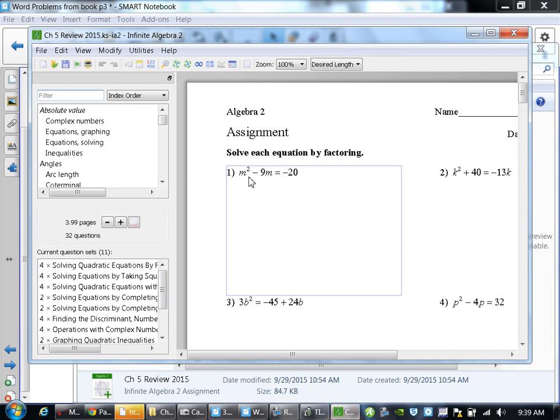Technically that is a quadratic inequality that you could shade, but it's a bit of a pain. Are we going to have something like that on the test? I don't know.